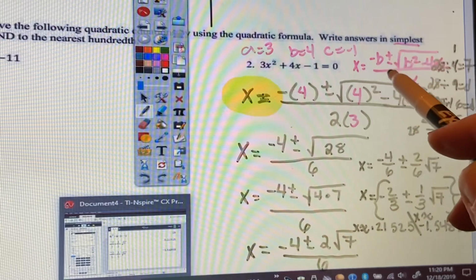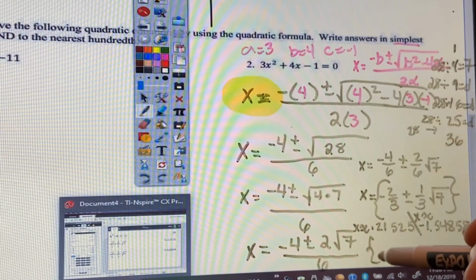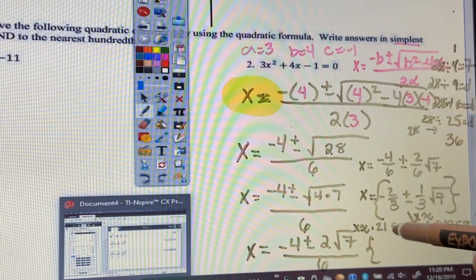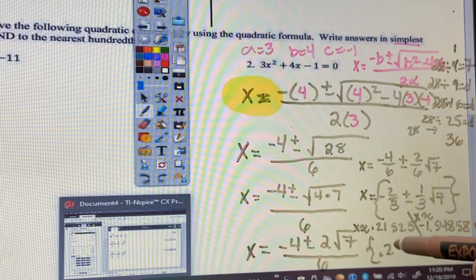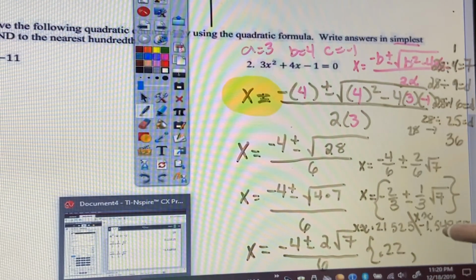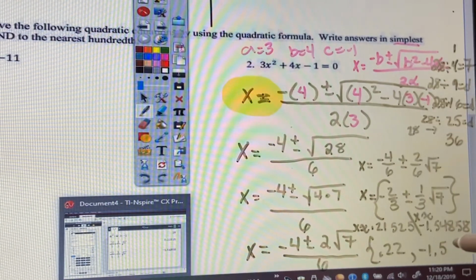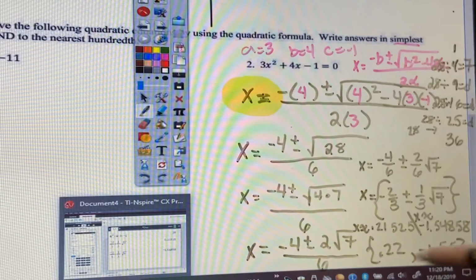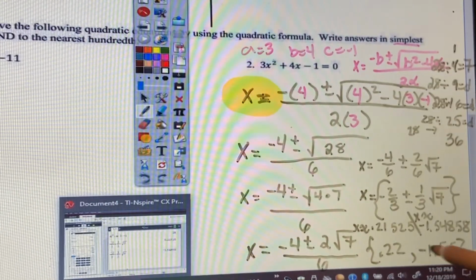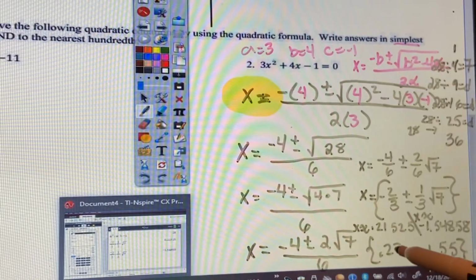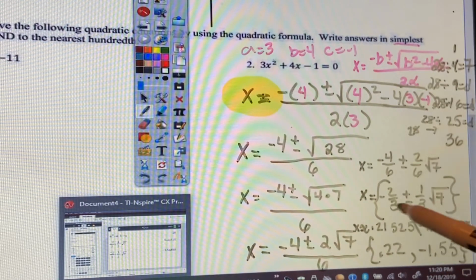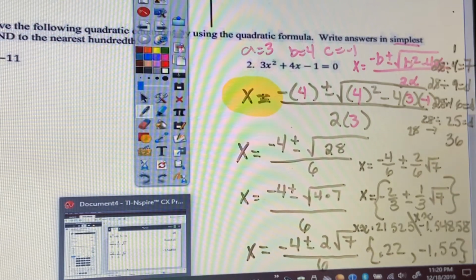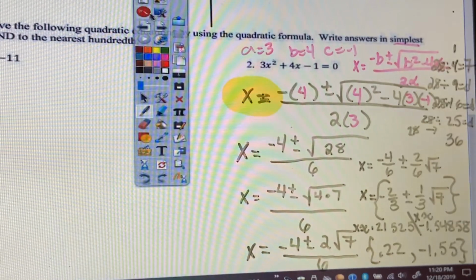It says to the nearest hundredth. So when I put those in solution sets, I'm going to round. This 1 gets rounded to 0.22, and this 4 gets rounded to a 5 because of that 8 there. So that's much more helpful if you're going to graph this quadratic, to know that it crosses at 0.22 and -1.55. This doesn't mean much for us on the number line. All right, so there you have it.